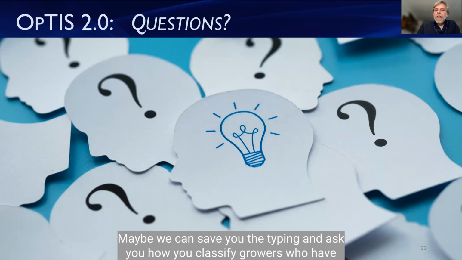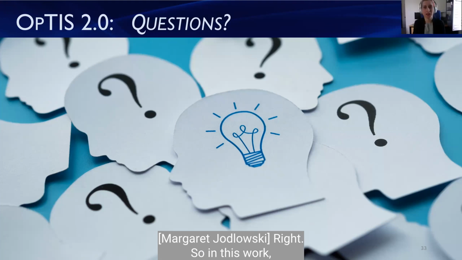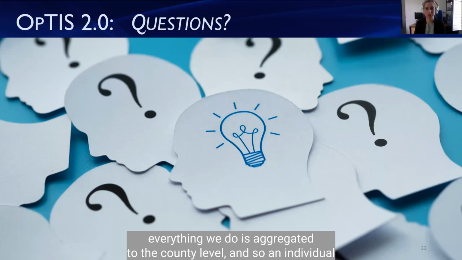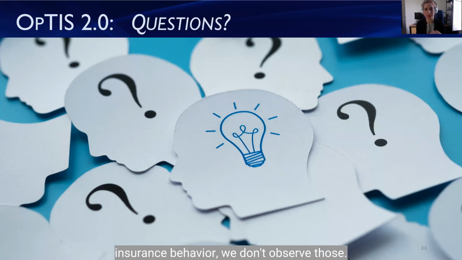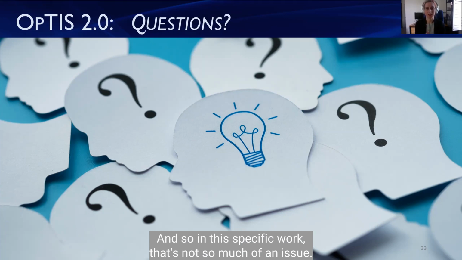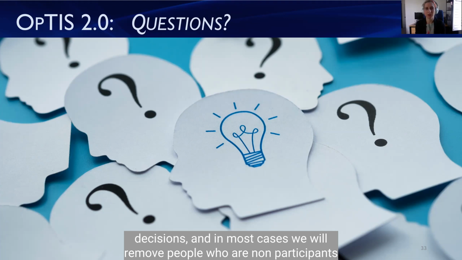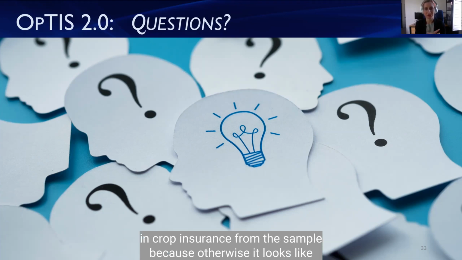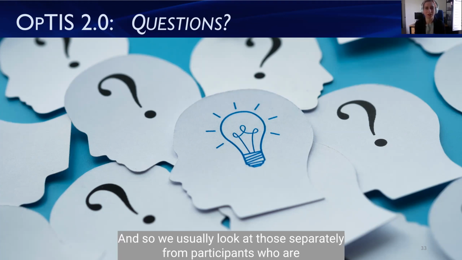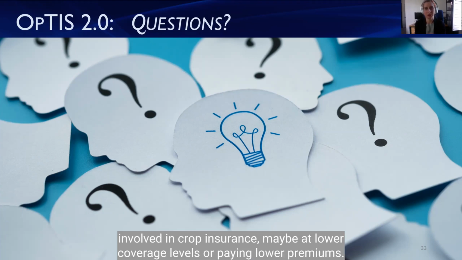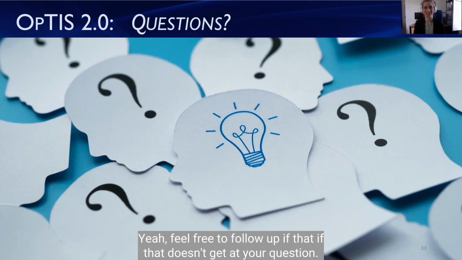Maybe we can save you the typing and ask you how you classify growers who've improved soil health and don't take out crop insurance. So in this work, everything we do is aggregated to the county level. And so an individual farmer's decisions, whether that's about a conservation practice or about insurance behavior, we don't observe those. And so in this specific work, that's not so much of an issue. However, I have done other work where you do look at individual level farmer decisions. And in most cases, we will remove people who are non-participants in crop insurance from the sample, because otherwise it looks like the decision to not participate is a pretty distinct one. And so we usually look at those separately from participants who are involved in crop insurance, maybe at lower coverage levels or paying lower premiums. We keep those two groups separate. But feel free to follow up if that doesn't get at your question.